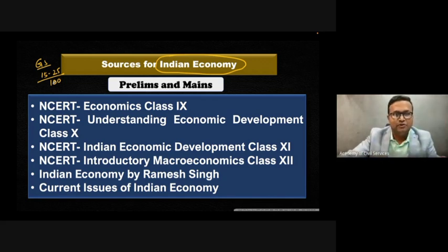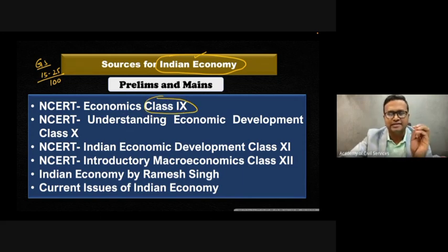The first thing normally coming to your mind, for Indian economy or any subject, will be: what are the books and resources I have to study? If you are starting from NCERT, my suggestion is to start from the economics class 9 NCERT book. Before class 9, we don't have any specific material for economics in the NCERT syllabus. From here up to class 12, in the class 12 NCERT, there are two books. One is Introductory Macroeconomics. Another one is Introductory Microeconomics.